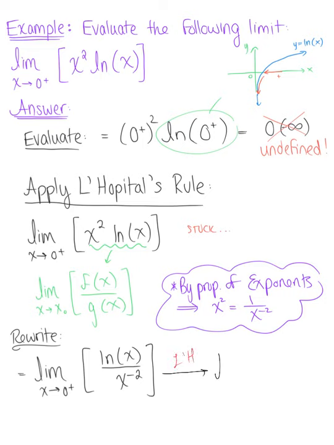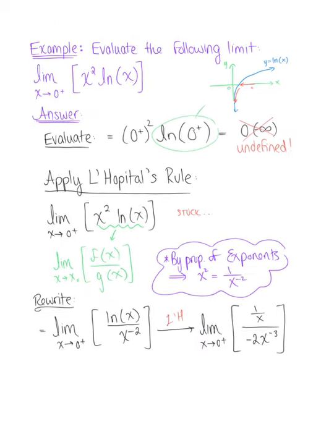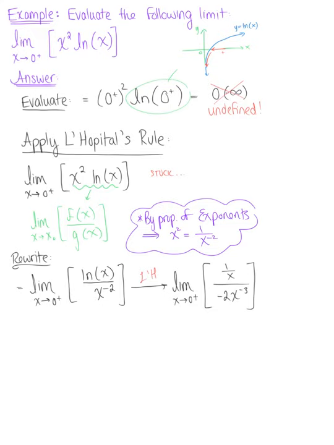So now we have the form of a quotient, and it is safe to apply L'Hopital's rule. So we take the derivative of the numerator and denominator separately. So the derivative of the natural log of x is 1 over x divided by the derivative of x raised to the negative 2, which is minus 2 times x raised to the negative 3. And we need to simplify here before we can evaluate.